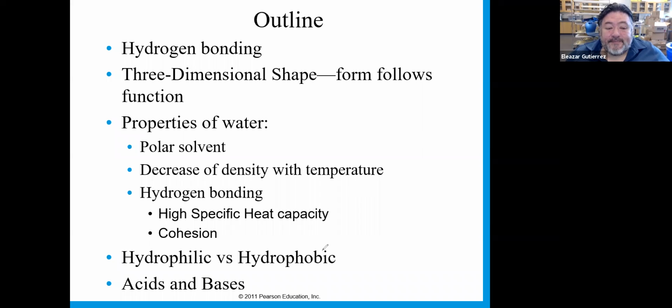Okay, so here's the outline for the second half of this. We're going to talk about hydrogen bonding, three-dimensional shape, form follows function. In other words, why the shape of molecules matters. The properties of water that are responsible for life, and then an explanation of hydrophobic versus hydrophilic.